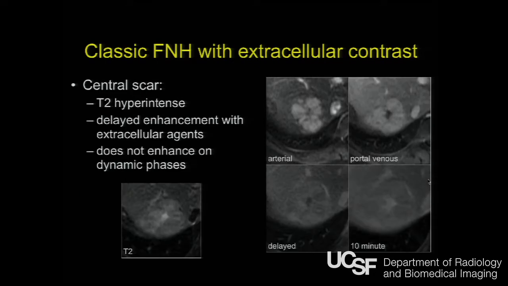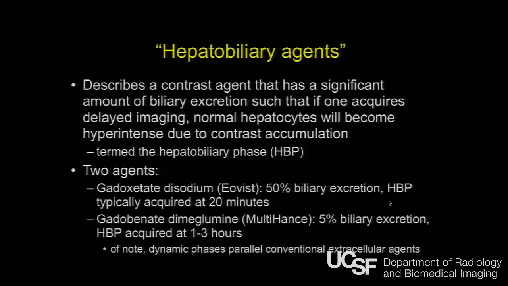So here's a classic FNH using extracellular contrast on MRI. The key here is that it has a central scar. You can see on T2 weighted imaging down here, we have this hyperintensity centrally with a stellate appearance, classic appearance of FNH. That scar is dark on the dynamic contrast enhanced phases, so the arterial and portal venous phase. But when we get out to the 10-minute delay, that scar then collects the extracellular contrast because there's a lot of interstitial space, so it accumulates in the fibrosis of the scar over time. Okay, classic appearance of FNH with extracellular contrast.